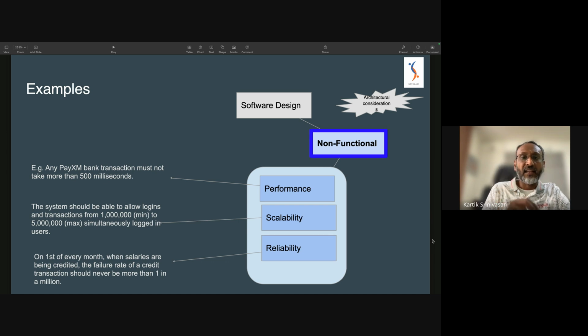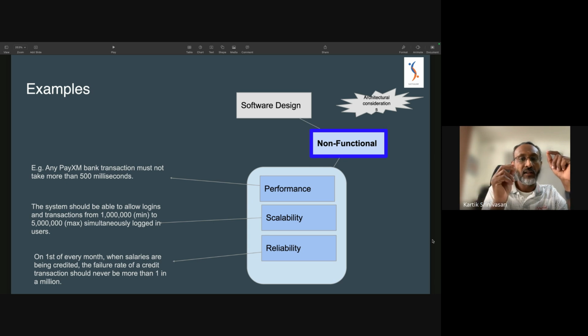And in this case, for example, we were talking about this bank software earlier, right? So if this bank software can put up a non-functional requirement that says any bank transaction. And what is a bank transaction? It could be a transfer, a deposit, a creation of an FD or a recurring deposit, or applying for a loan, etc. Any bank transaction must not take more than 500 milliseconds. So somebody has put in a performance requirement on the system.